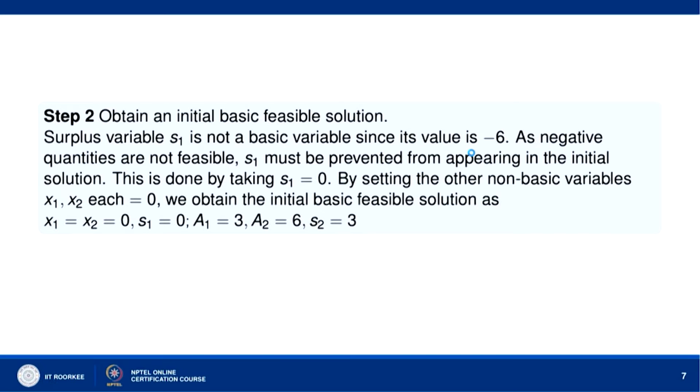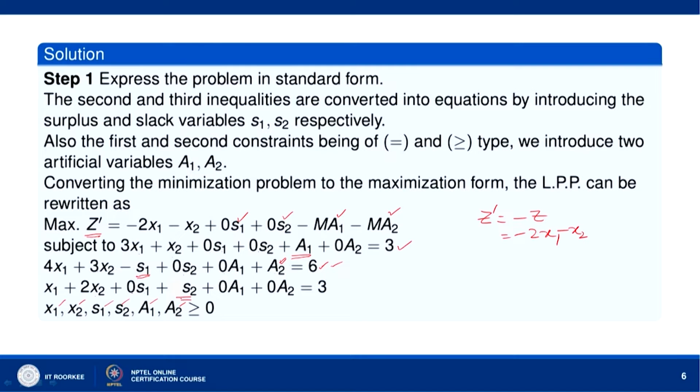Okay. Now, let us go to finding the initial basic feasible solution. So, let us note that the surplus variable s1 is not a basic variable here, because if we take x1 equal to 0, x2 equal to 0, s2 equal to 0, a1 equal to 0, a2 equal to 0, then we will get s1 equal to minus 6.